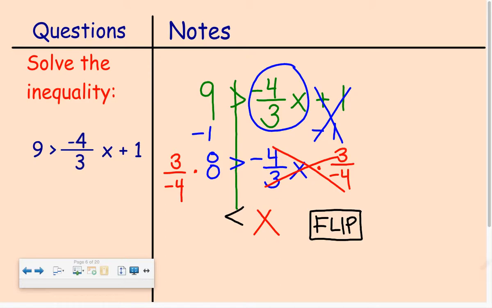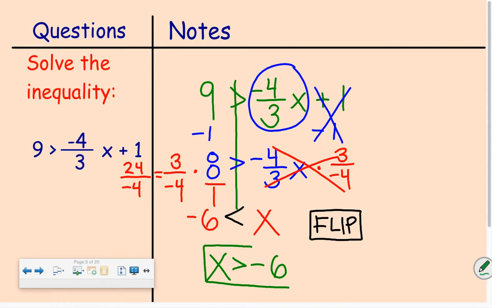And then if I multiply across, 3 times 8 is 24. Negative 4 times 1 is negative 4. 24 divided by negative 4 is negative 6. And then before I'm all done, I want to rewrite it. So x on the left, negative 6 on the right. The mouth opens to the x, so the mouth needs to open to the x. So x is greater than negative 6 is my answer.